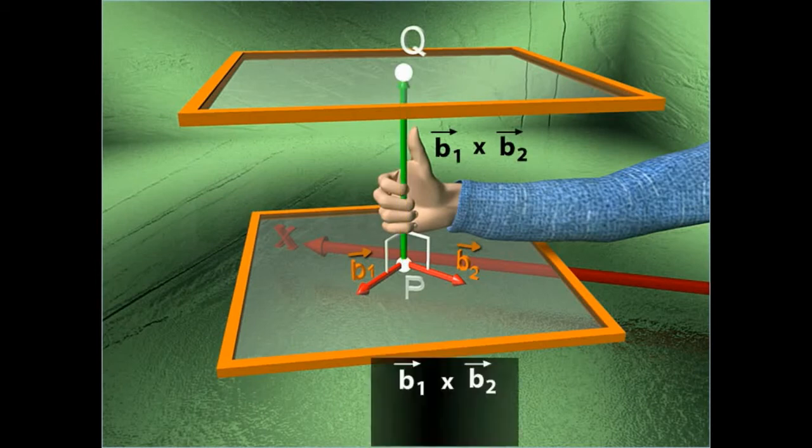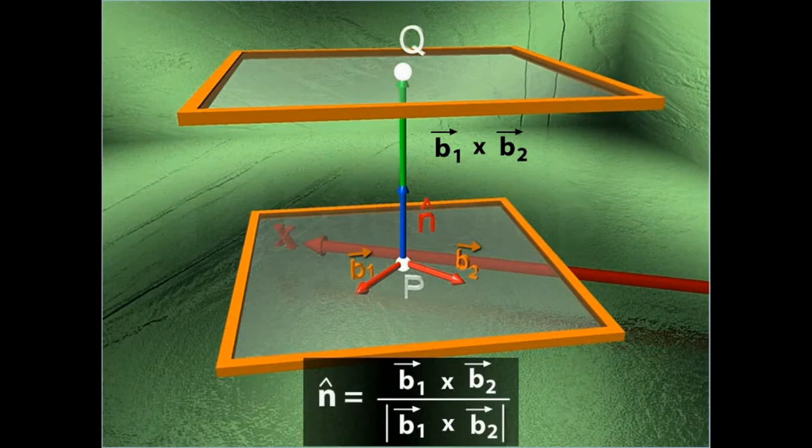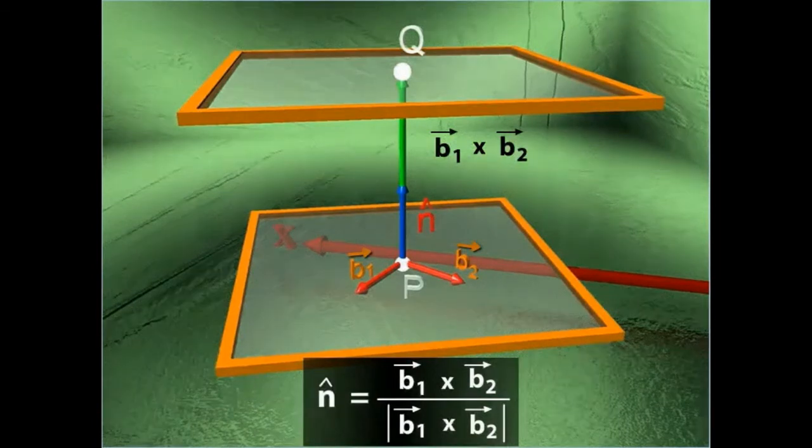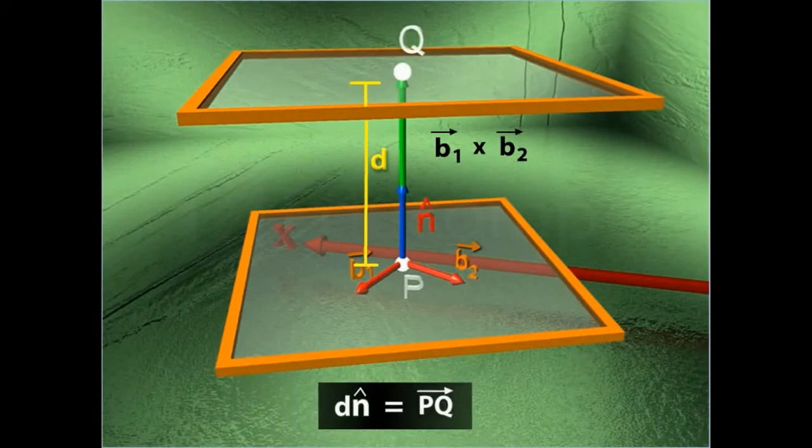Now, vector B1 cross vector B2, when divided by its magnitude, gives the unit vector along it, which is represented by n cap. Now, if the magnitude of vector PQ is d, then vector PQ is equal to d n cap, as a vector is completely described by the product of its magnitude and the unit vector along it.